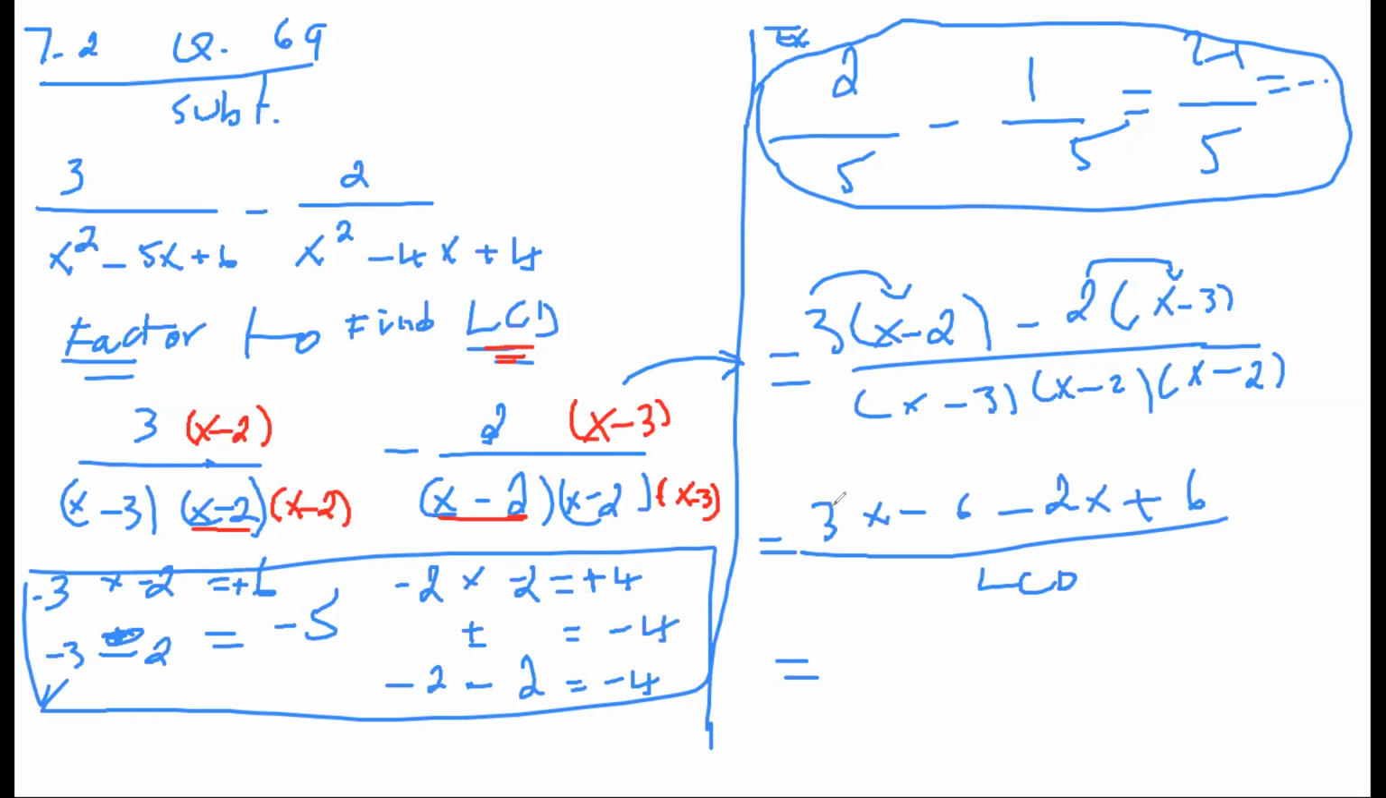All right, so now what do we do here at the top? We combine like terms with 3x minus 2x. What happens to the negative 6 and positive 6? They cancel out, right? We have the LCD left. LCD meaning this. And that's basically it.